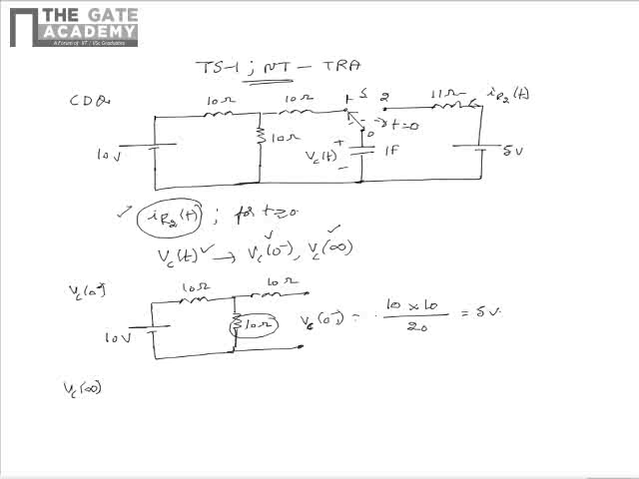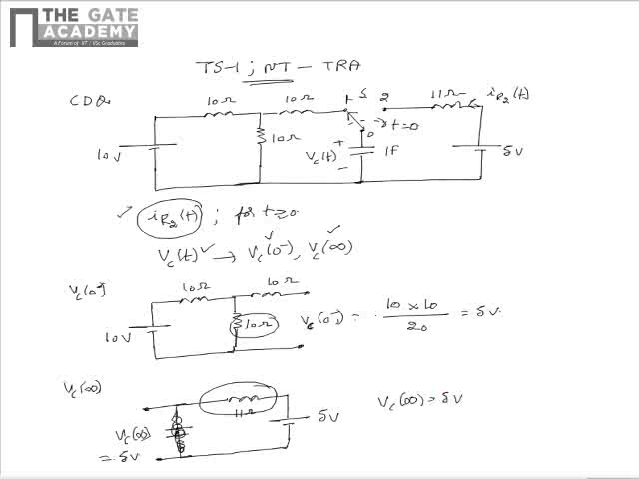Now for finding Vc of infinity, that is as t tends to infinity, again the capacitor can be replaced by open, but please note that in this case the switch is in position 2, and as t tends to infinity, the capacitor would have reached steady state, so it can be replaced by an open. From this we see that Vc of infinity can be written as the voltage source itself. As the capacitor is open, there is no current through the circuit at t tends to infinity. Hence, the drop across the 11 ohm resistor is 0. So Vc of infinity is equal to 5 volts.